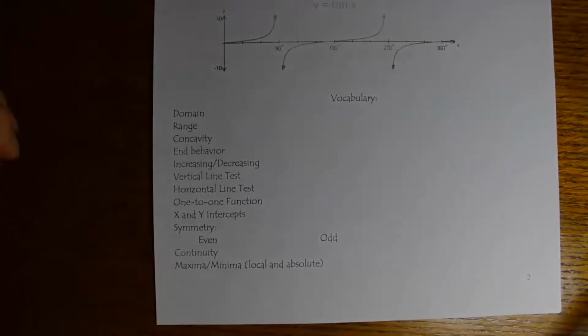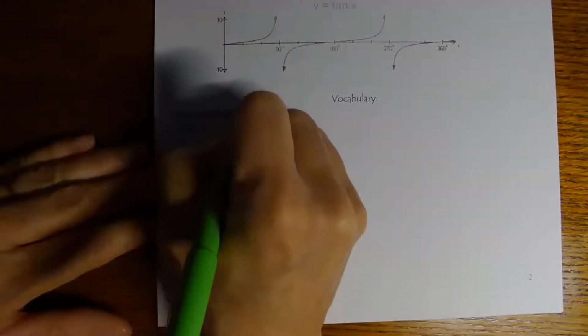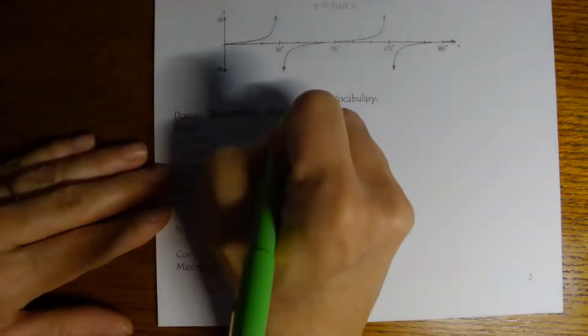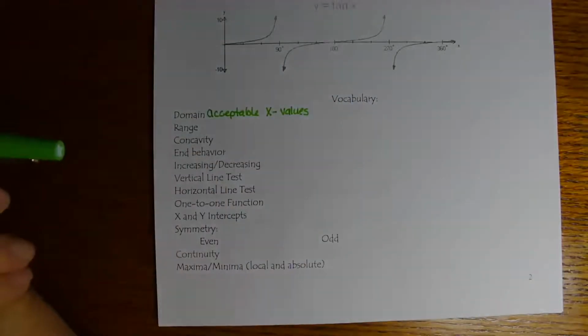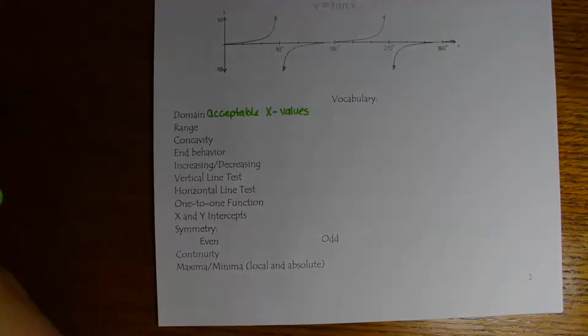What does domain mean? Tell me, what's the domain of a function? A domain is all the acceptable x values, right? What would make a number not part of the domain? There's two major cases that make it not part of the domain. And what would those be?